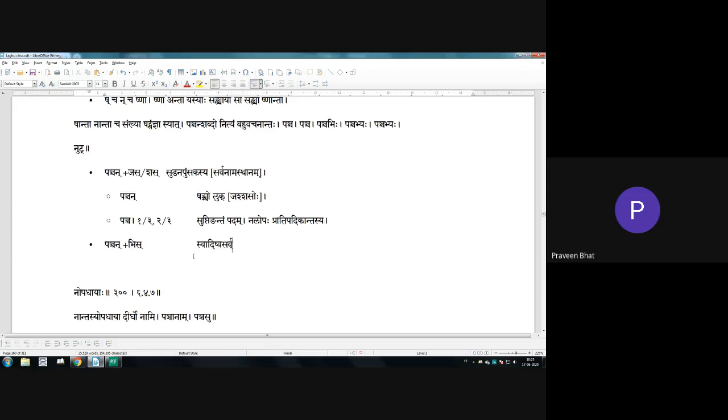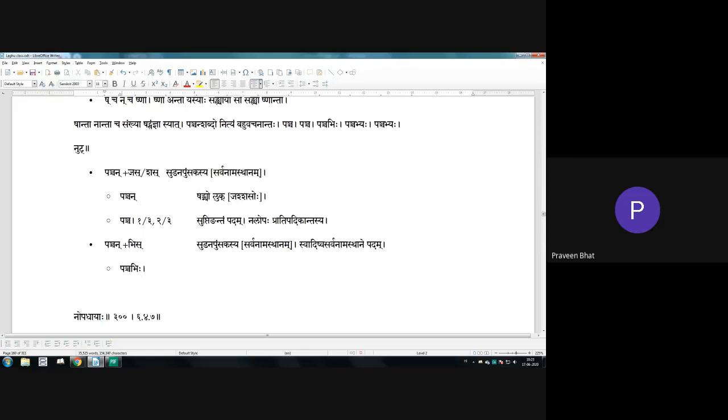Svadishu asarvanamasthane padam. We'll also need the earlier sutra, sudanapunsakasya sarvanamasthana, and not being sarvanamasthana, it is asarvanamasthana, and it is svadi, sup ityadi, svadi, thereby it has got padasanya. We can do the nakara lopa later and get pancha bhihi. We get pancha bhihi.